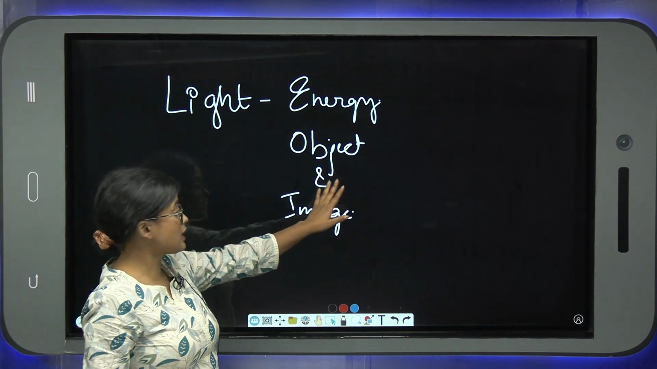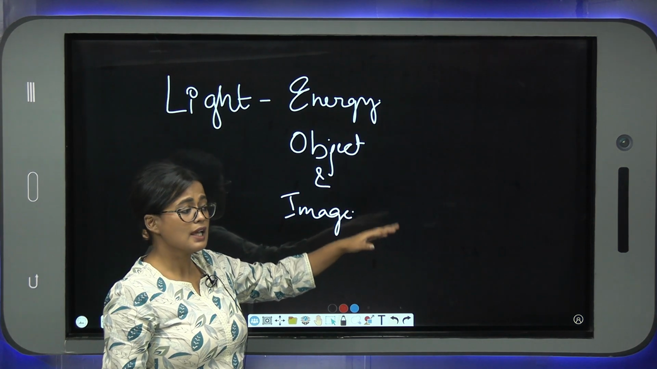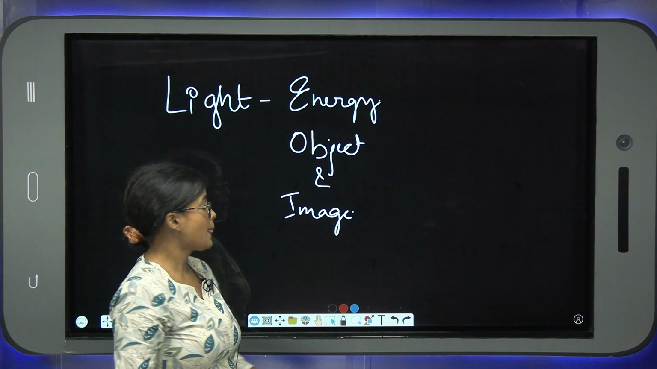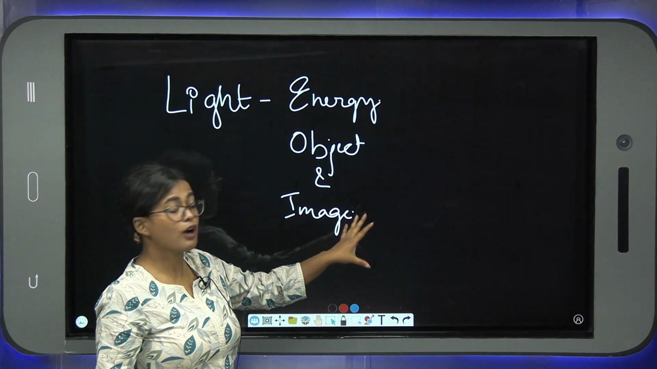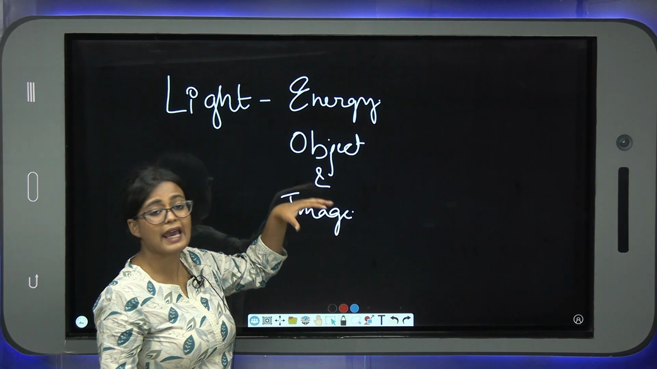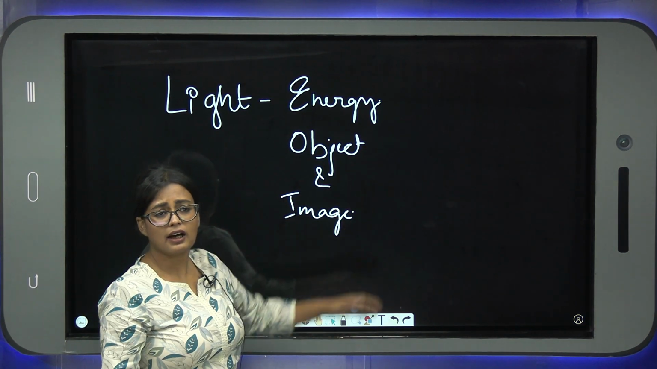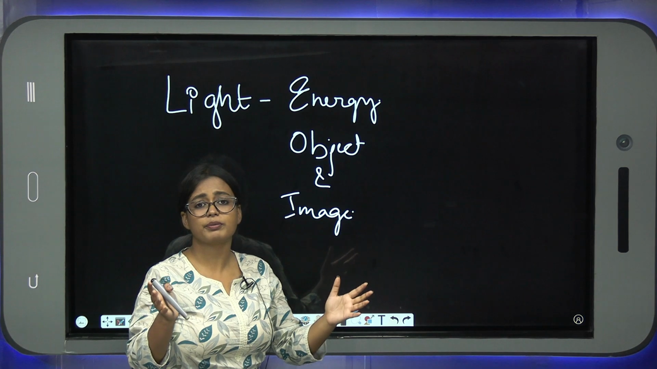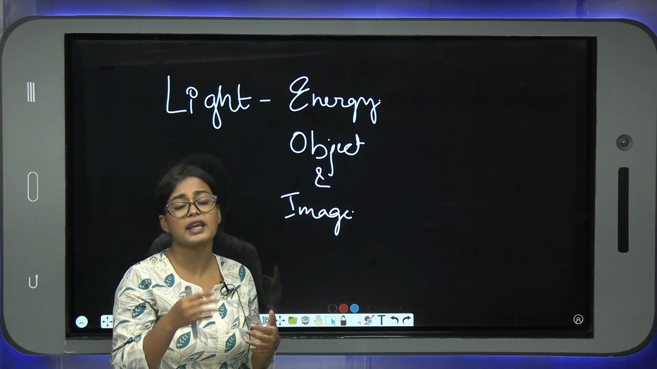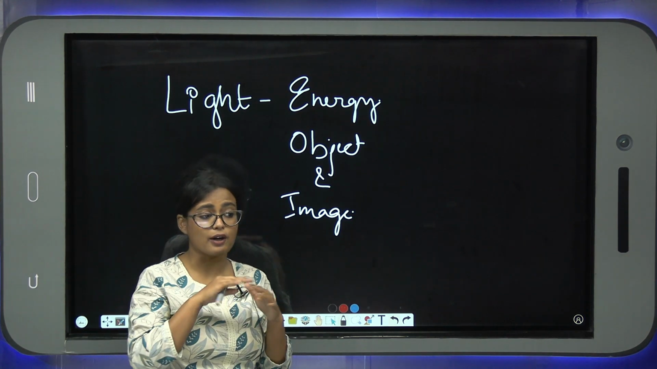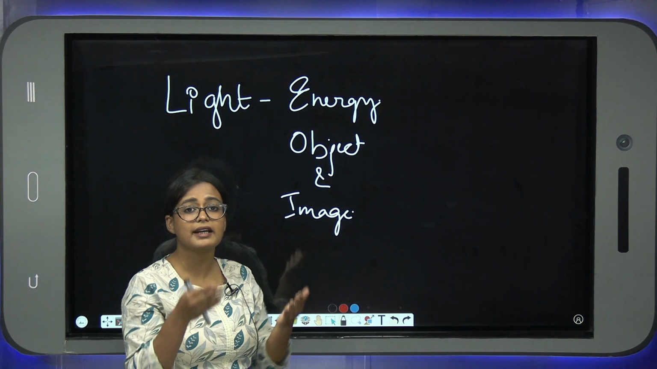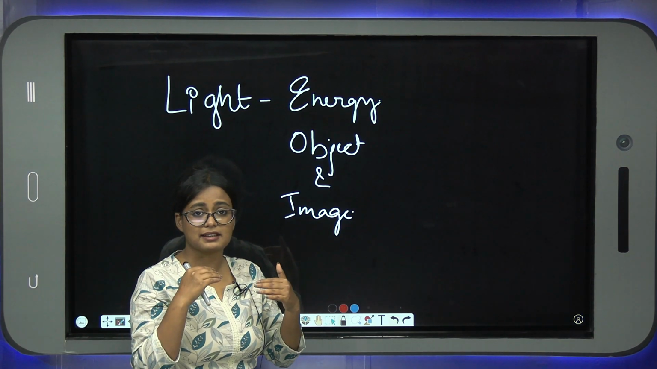So what is an object? An object is something that exists in the real world. An image is a replica or a copy of the object that is created when light falls on it. A very simple example is a photographic image, or we are able to see everything around us because an image of those objects is created in our eyes.